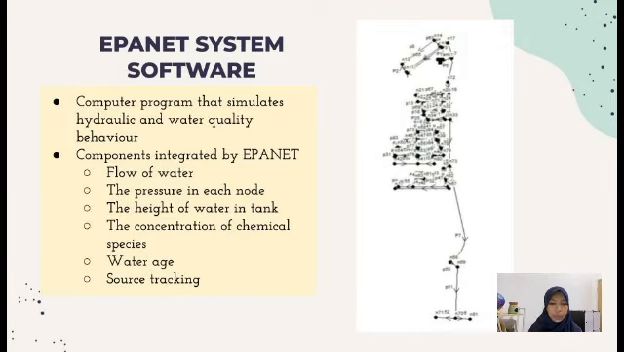It is a computer program that simulates hydraulic and water quality behavior in pressurized pipe networks over a long period. There are several components that can be integrated by using it, such as flow of water, the pressure of each node, the height of water in tank, the concentration of chemical species, water age, and also source tracking.